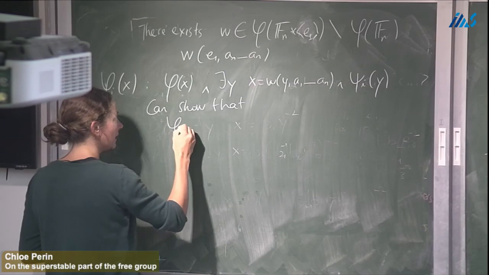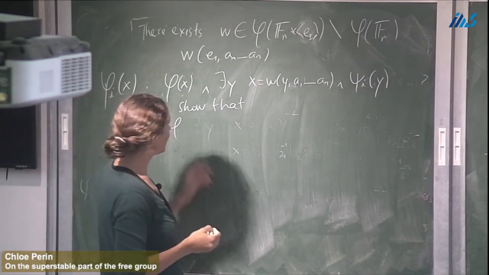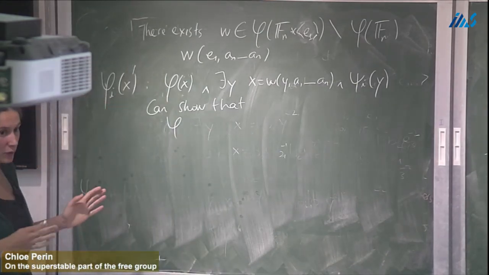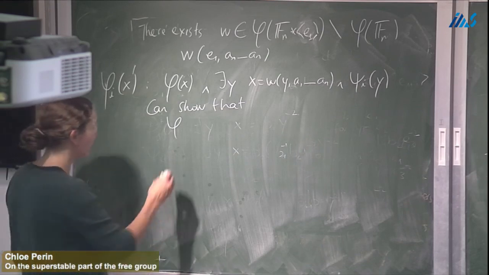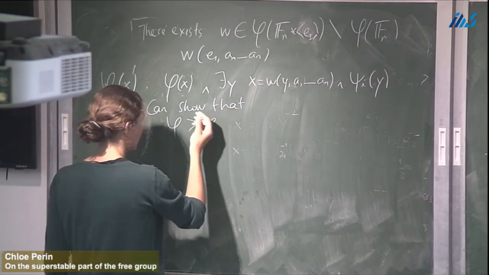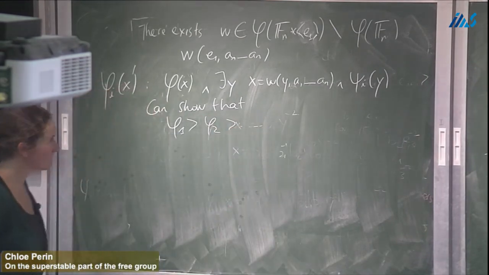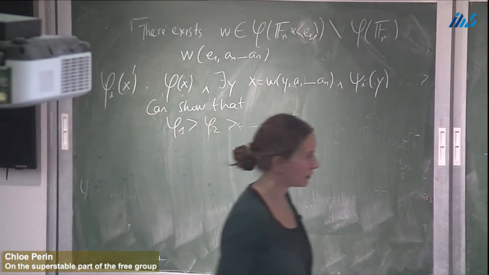Doesn't psi I have parameters in a bigger group? Yeah, sure. This formula will have parameters in the bigger group. So the chain has more and more parameters, like the formulas have more and more parameters as you go down the chain. So this shows that the formula is not superstable.